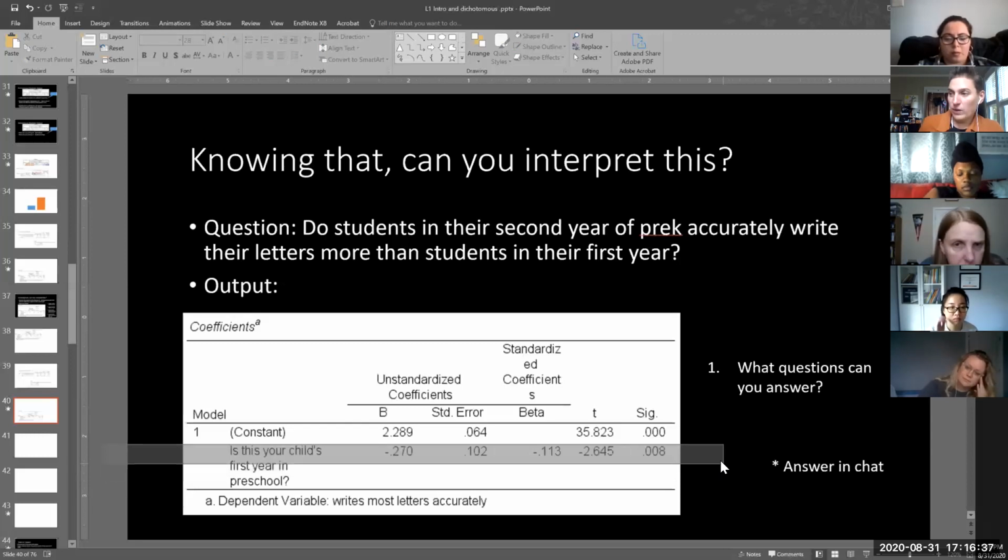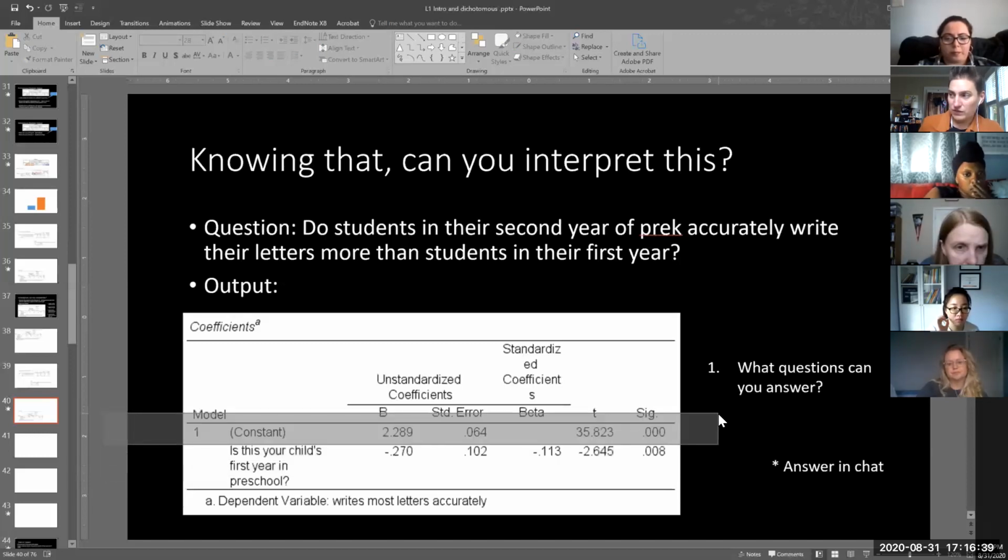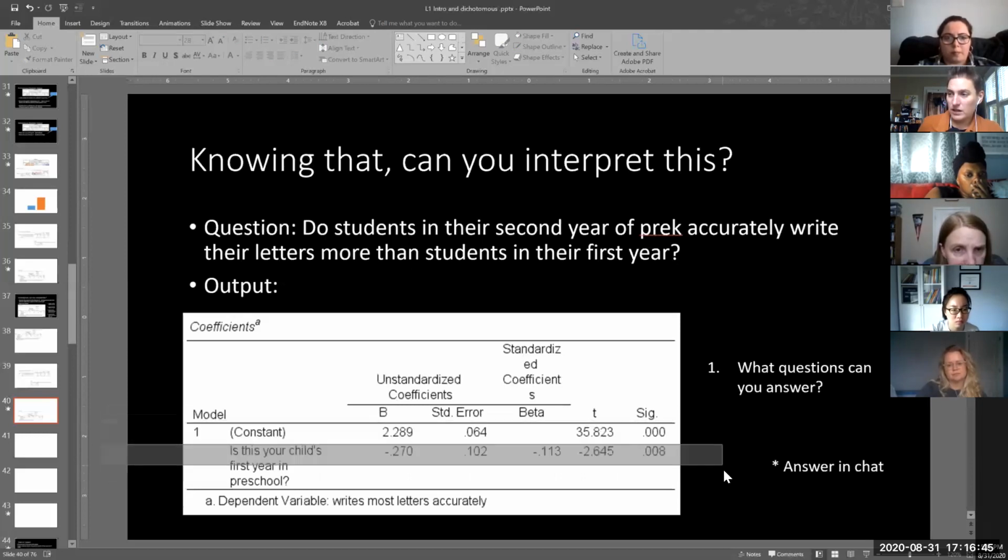And the question of whether these numbers are significantly different from 0 is tested here. So is this number 2 different from 0? Yes, it is. And is the group difference different from 0? Yes, it is. That's a statistically significant difference. So kids in the first year of preschool are scoring about 0.27 points lower than their peers who are in their second year of preschool.